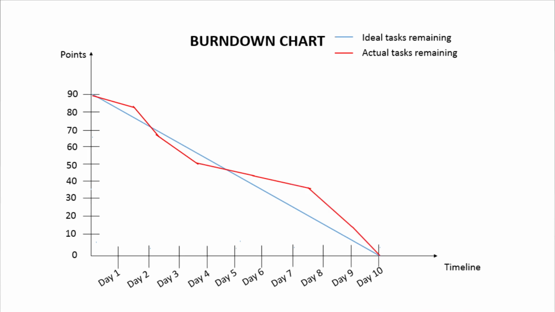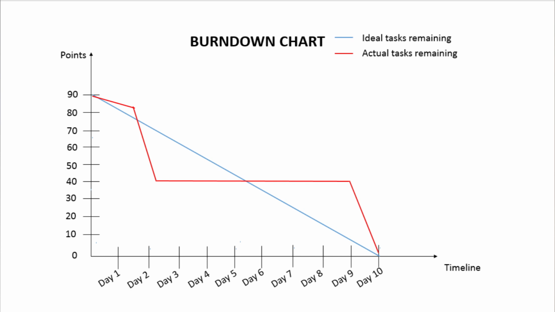Ideally the red line has to be very close to the blue line, because if the red line is close to the blue line, that means the team works very smoothly and delivers very smoothly, or that there's no problem or very few problems inside the team, or that the problems have been removed very quickly and very effectively.